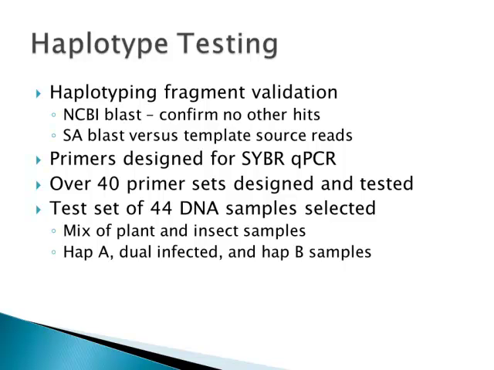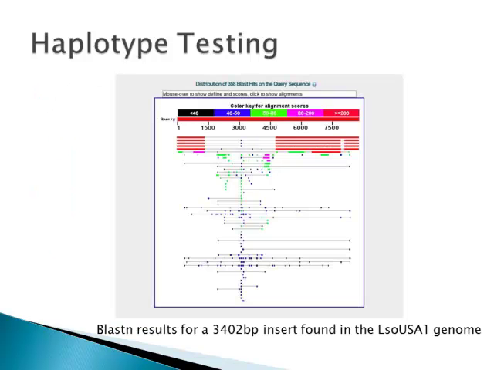And then we just went through Neil's hundreds and hundreds and hundreds of samples that he makes us save from everything to find a good set of samples going back a few years. We had plants, we had insects, haplotype A samples, haplotype B samples, and then of course some mixed, and then we just ran the primers.